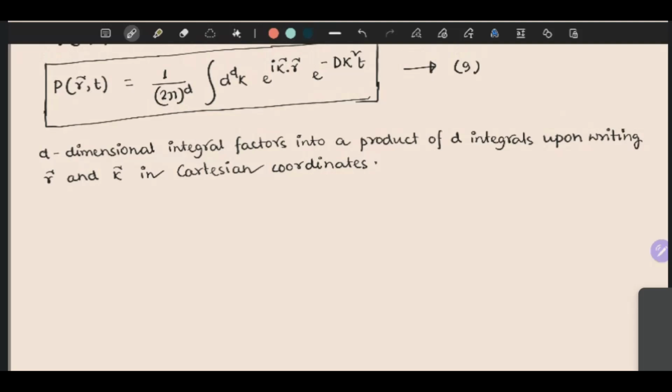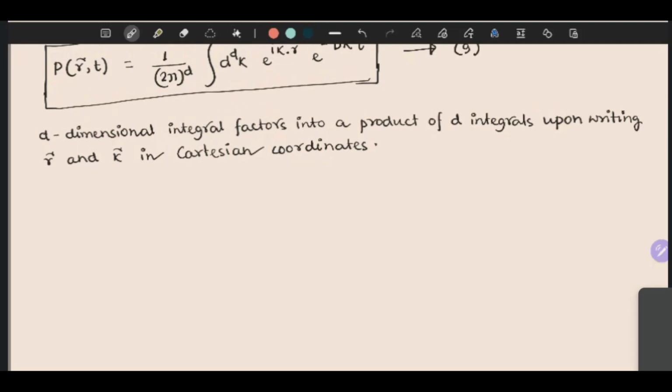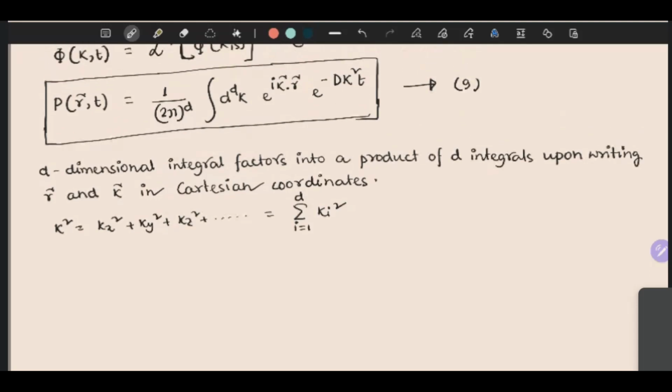So k square, actually kx square, ky square, kz square, like this in Cartesian coordinates. So we can write it as the sum over i equals 1 to d of ki square. Now this integral will be for d dimensions.